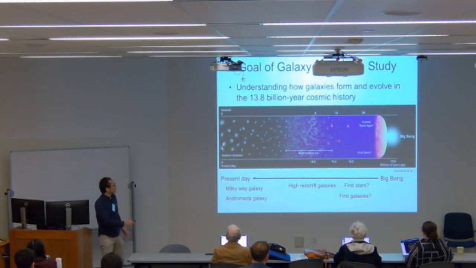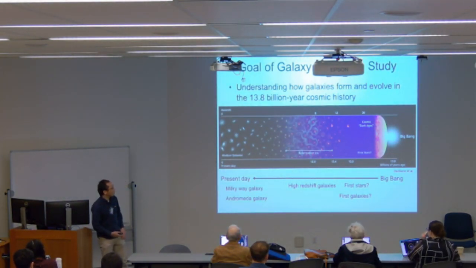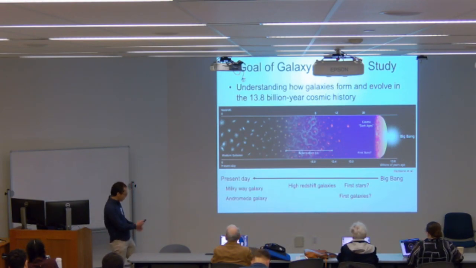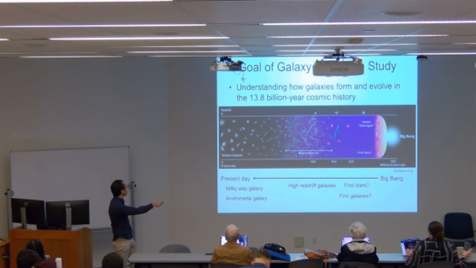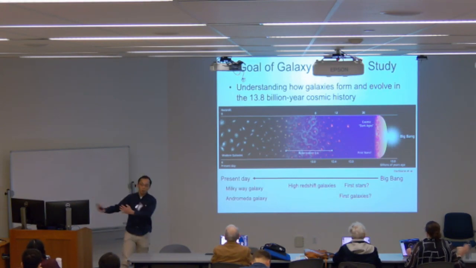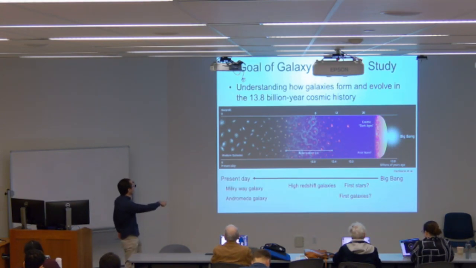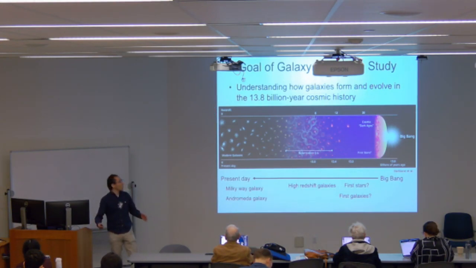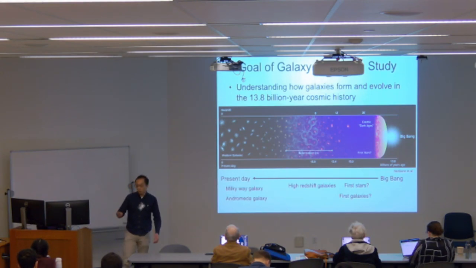So this middle panel here shows the history of the universe. As you know, after the Big Bang, the first stars and first galaxies form at redshift 20 or 30. Then these galaxies evolved through cosmic time, and finally became galaxies in today's universe. In this context, we want to understand how galaxies form and evolve in the 13.8 billion year cosmic history.